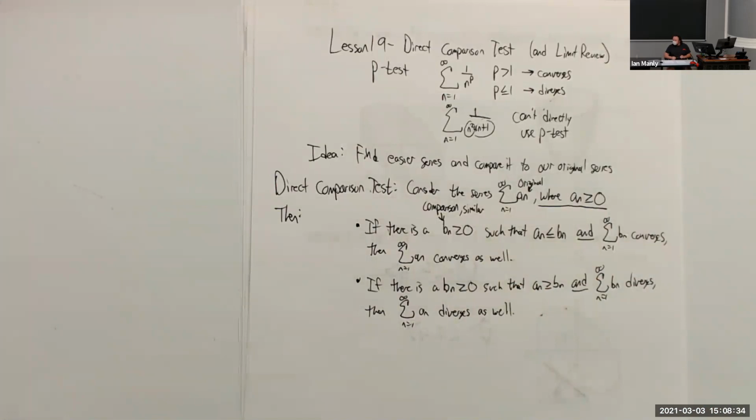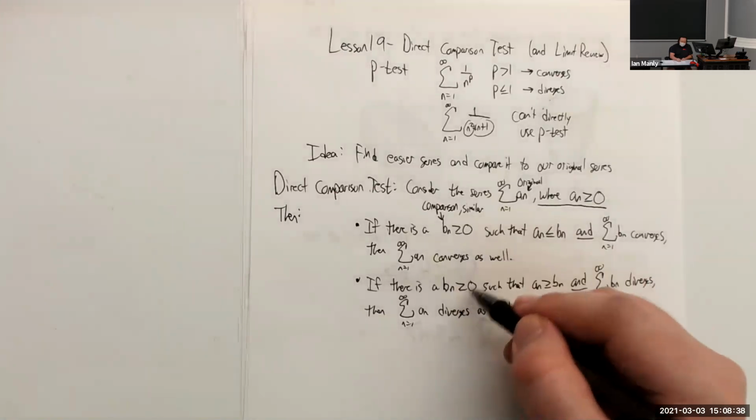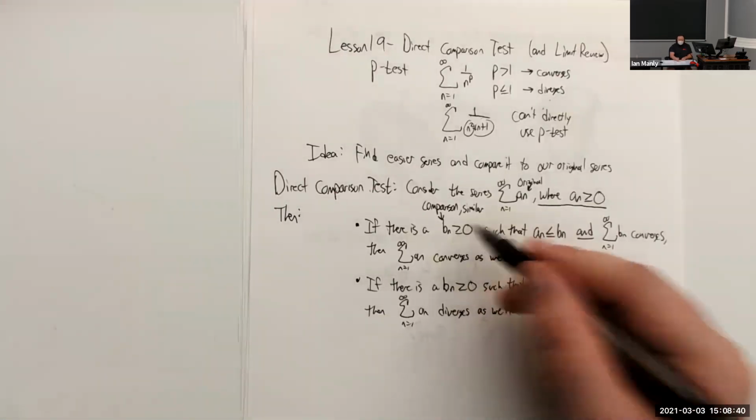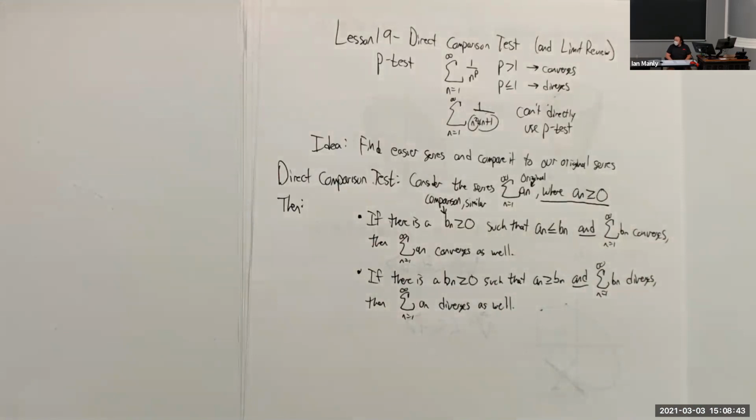Why include the part where Bn is greater than or equal to? I mean, you technically didn't need that. Yeah, you're right. So we could have omitted this part right here. It's just kind of a reminder that everything we're working with here is positive for that question.